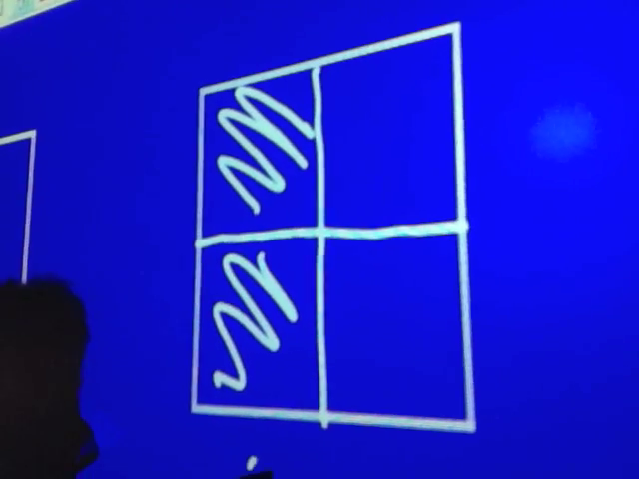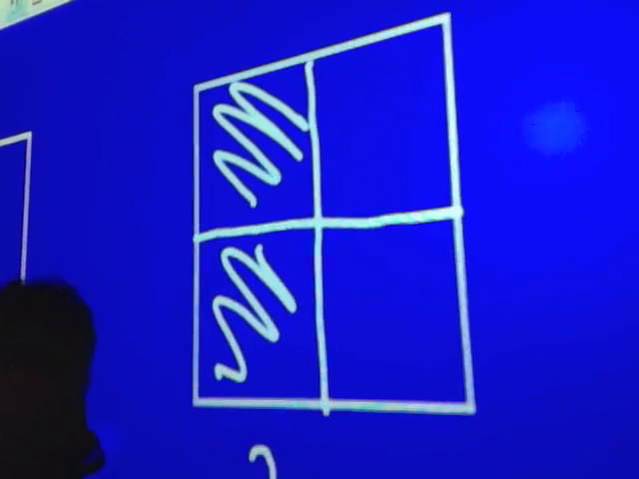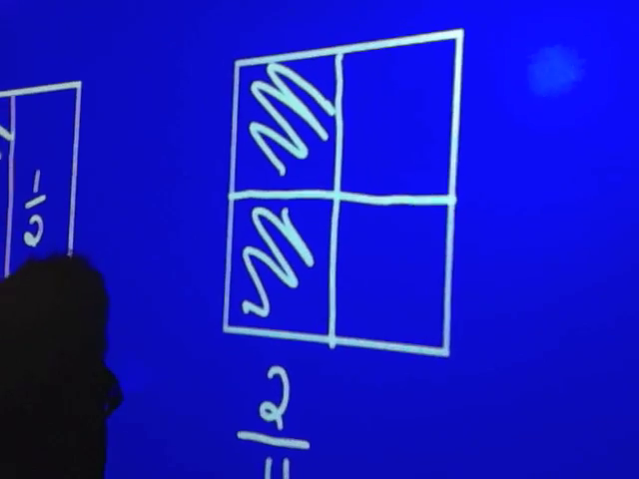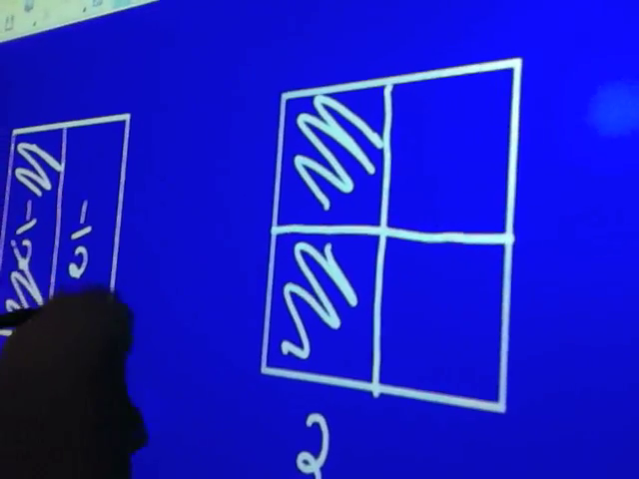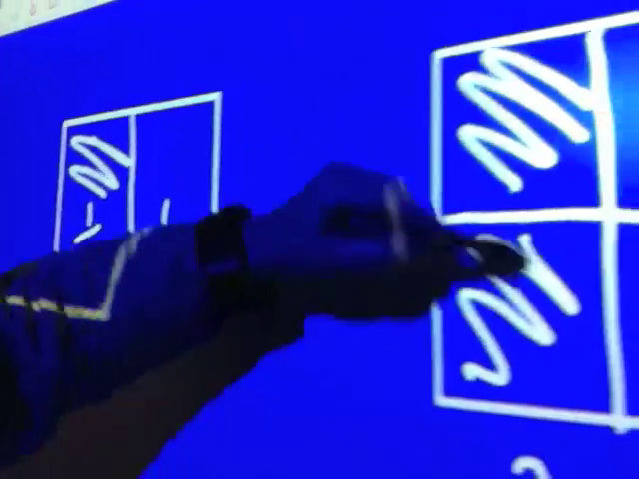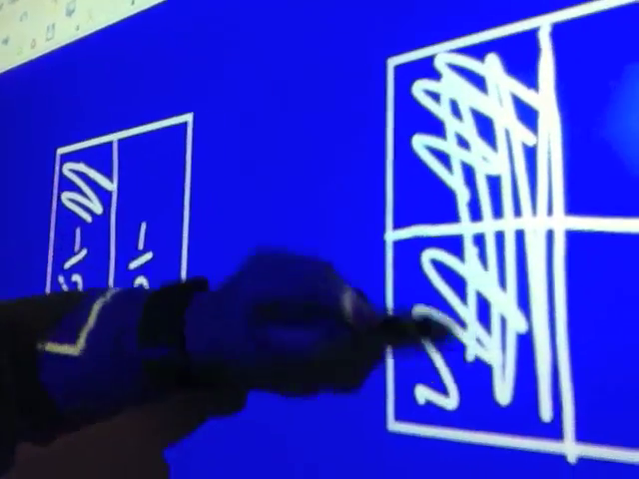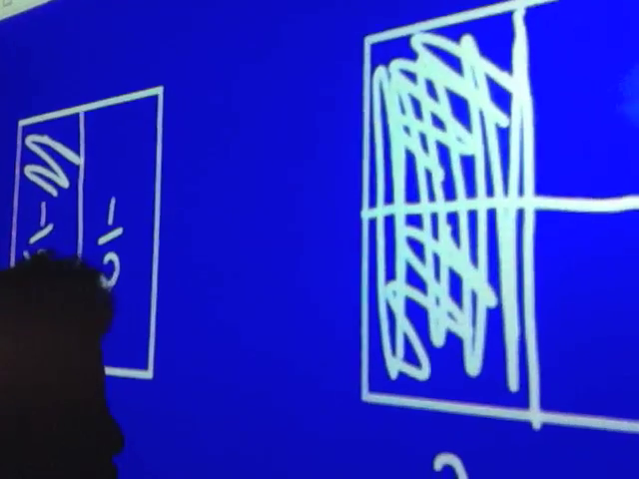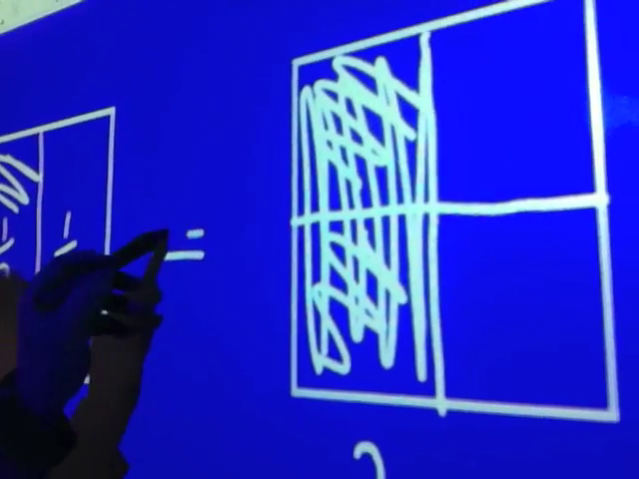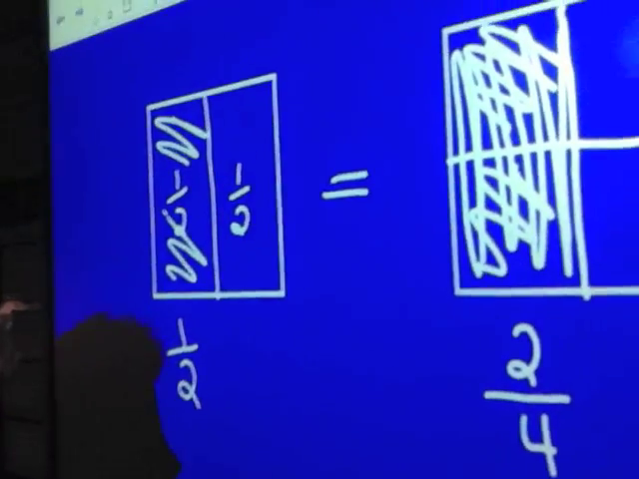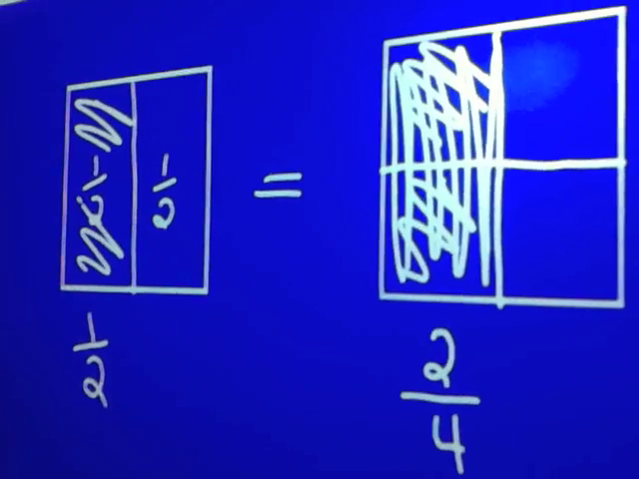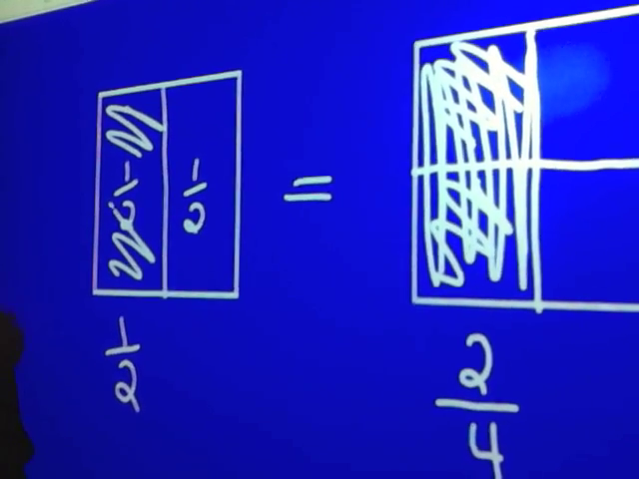parts, that represents 2 out of the 4 are shaded, and those 2 out of the 4 is exactly the same as my 1/2 from the model previously, because this takes up 1/2 of the square. Now when you're doing this, I know that the equivalent fractions, 1/2 is equal to 2/4, and my boxes show that. You cannot just draw boxes any way you want.